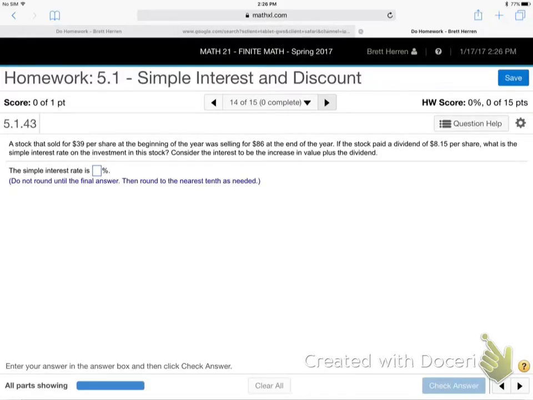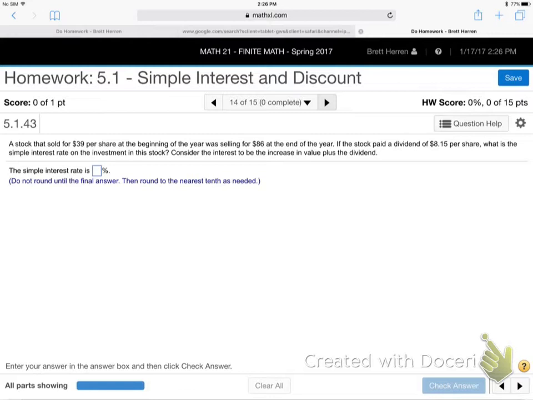Okay. Stock that sold for $39 per share at the beginning of the year was selling for $86 at the end of the year. If the stock paid a dividend of $8.15 per share, what is the simple interest rate on the investment in this stock? Consider the interest to be increase in value plus the dividend. All right, a lot of fancy language. What are they talking about?